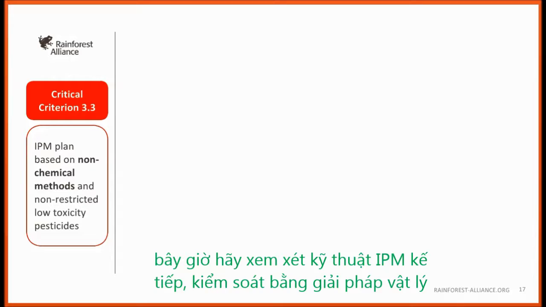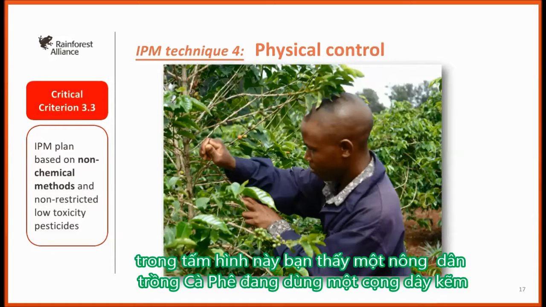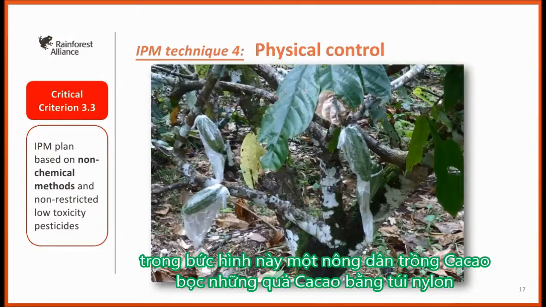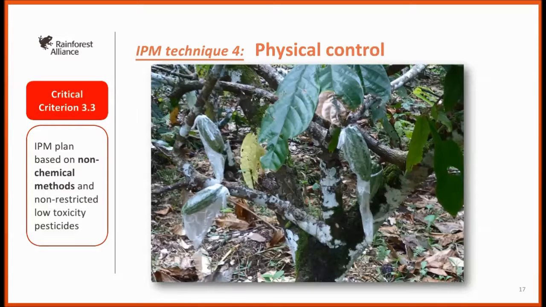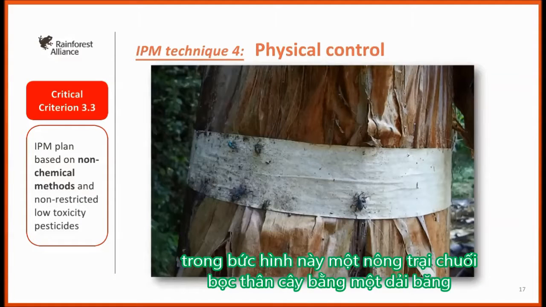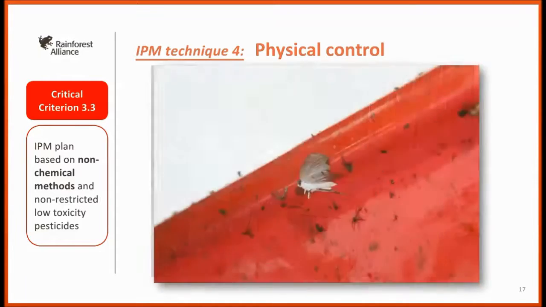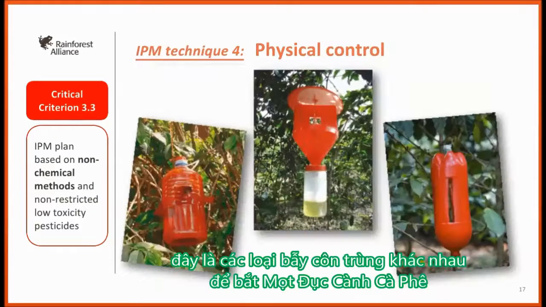Now, let us move on to the next IPM technique, which is physical control. Here in this picture, you see a coffee farmer using a wire to poke and kill larvae of yellow-headed borer. In this picture, a coffee farmer has covered the cocoa pods with plastic bags to protect them from Asian cocoa borers. In this picture, a banana farm has wrapped the trunk of the crop with masking tape to catch scarring beetles. This picture shows an adhesive colored sheet used to catch flies on cattle farms. These are different types of insect traps to catch coffee berry borers.